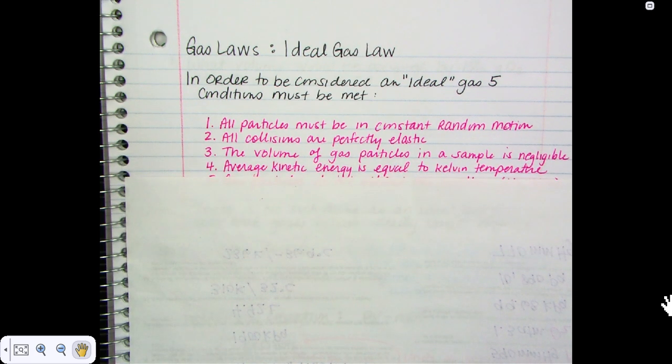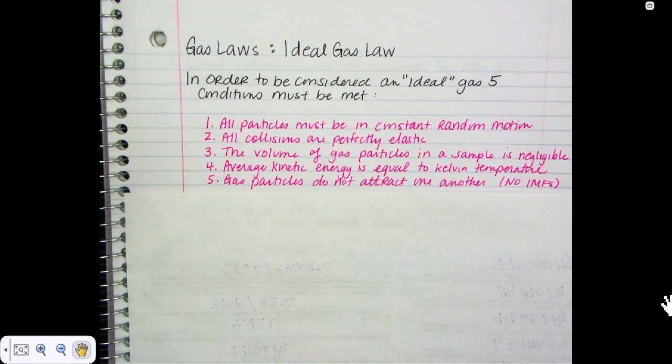Number 4, average kinetic energy is equal to the Kelvin temperature. So the higher the temperature, the more the molecules move. The lower the temperature, the less the molecules move. And then finally, the gas particles do not attract one another, meaning that there are no intermolecular forces. In order to be considered ideal, you have to meet all 5 of those simultaneously.